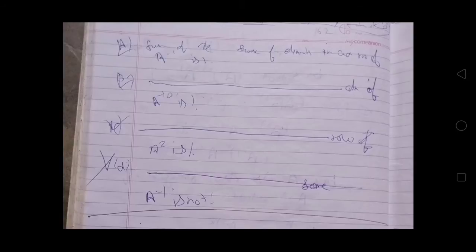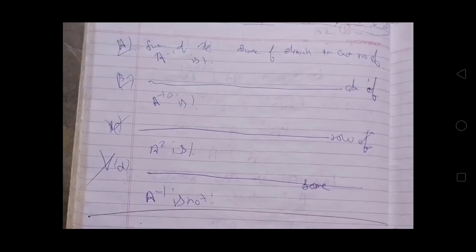Now see the second option: the sum of the square of elements in each column of A raised to the power minus 10 is 1. Now we know that if A is an orthogonal matrix, then A raised to the power n is also an orthogonal matrix, where n belongs to natural numbers, and we know that the inverse of an orthogonal matrix is again an orthogonal matrix, and we know that in an orthogonal matrix the sum of the square of elements in each column is again 1. Okay, so option B is also correct.